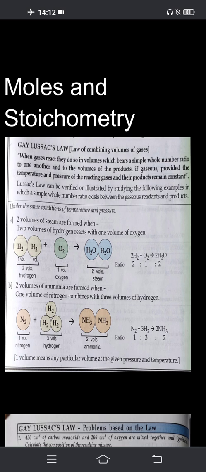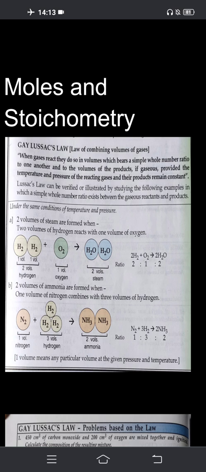Now let us take an example of how a water molecule is formed. Two volumes of steam are formed when two volumes of hydrogen react with one volume of oxygen. So H2, how many volumes? Two volumes. O2, how many volumes? One volume. It gives two volumes of H2O. Then what is the simplest whole number ratio? 2 is to 1 is to 2. That means two volumes of hydrogen react with one volume of oxygen to give rise to two volumes of water.